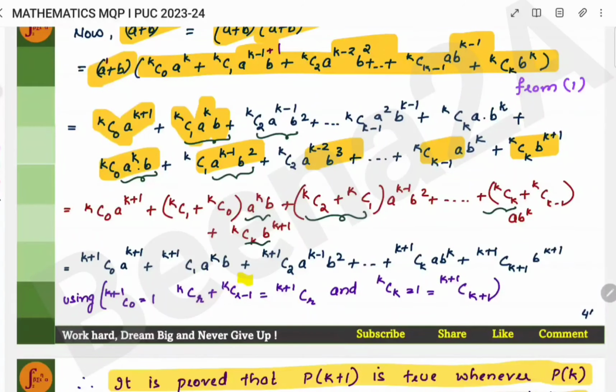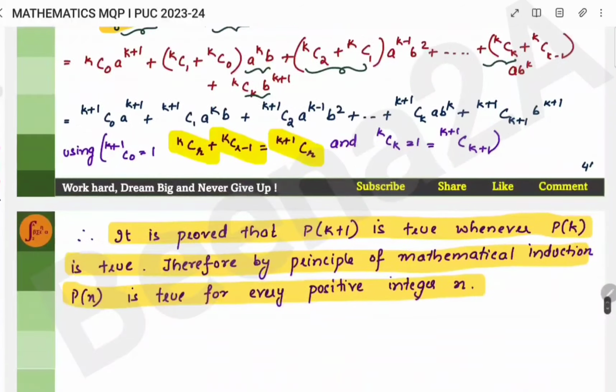In combinations, we have one formula: kCr plus kC(r minus 1) is equal to (k plus 1)Cr. That is, nCr plus nC(r minus 1) is nothing but (n plus 1)Cr. So using this combinations property, we'll substitute here.